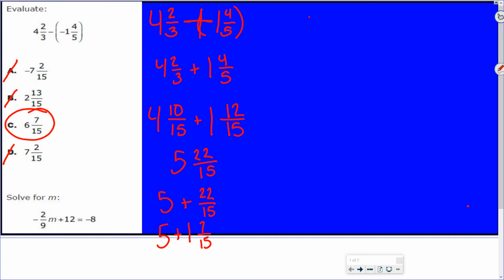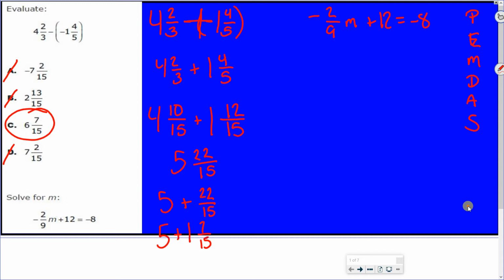We have a negative 2/9 m plus 12 equals a negative 8. Now, I hope you remember order of operations, PEMDAS. Okay? Now, when we solve order of operations, we start with parentheses, go to exponents, then we got multiplication, division, addition, subtraction. It's all there.